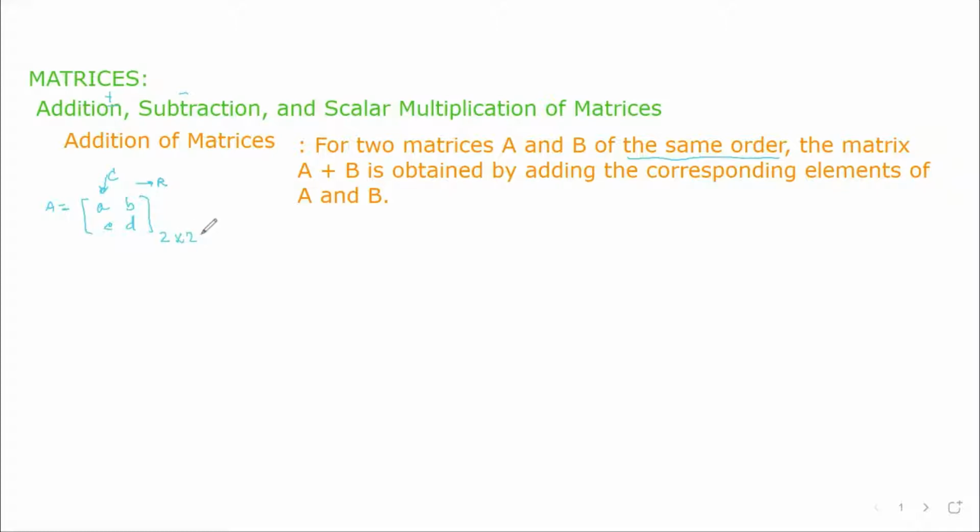Okay, so matrix A and matrix B should have the same order. That's the meaning. For example, A, B, C, D, and maybe this one E, F, G, H, right? Again we have 2 rows and 2 columns, so it becomes 2 by 2. In this case, we can see matrix A and B have the same order, correct? Meaning 2 by 2 here. Then they can do addition or subtraction. They can add it up.